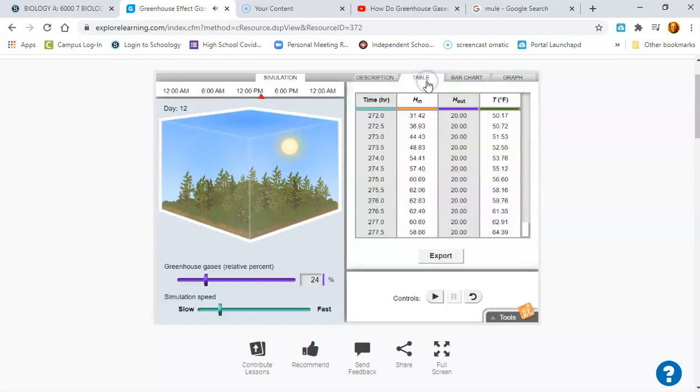If you need a specific number for something, the data table, you can find that. Okay, so the time is in hours. So this is after 277.5 hours. So you could divide that by 24 hours in a day to find out how many days later that was if you need to.